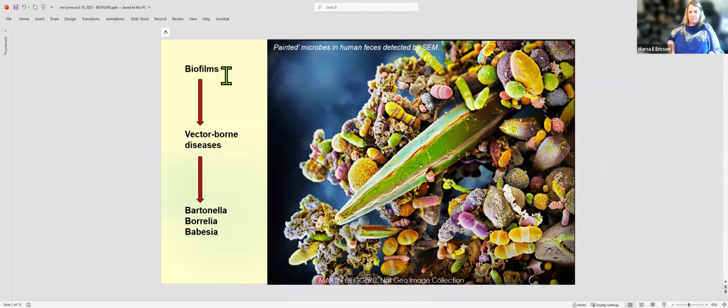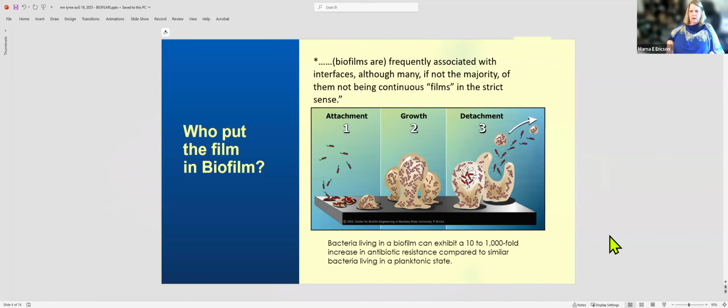So I'm going to talk about how biofilms play an important and not yet well understood role in vector-borne diseases. By that, I'm going to primarily talk about Bartonella, but I will also talk about Borrelia, and I really won't talk about Babesia, but I like to think of them as the big three. This is technical, but I'm going to try to keep it basic so we can all understand it.